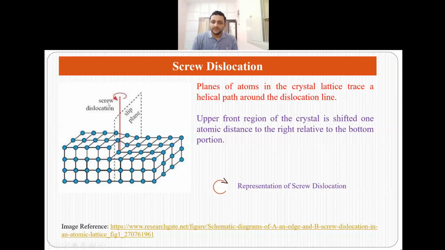In the edge dislocation, it was relatively easier. In screw dislocation, it is relatively hard to find because here the movement of atoms is slightly complicated. And this is how we represent a screw dislocation. And these are two examples by which we can see whether the material has edge dislocation or screw dislocation in it.